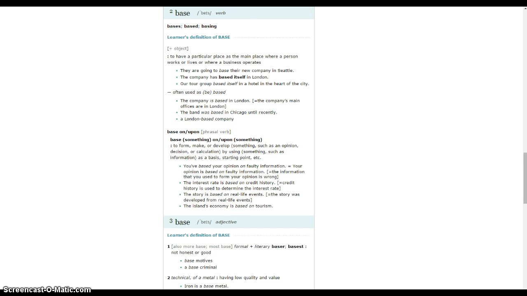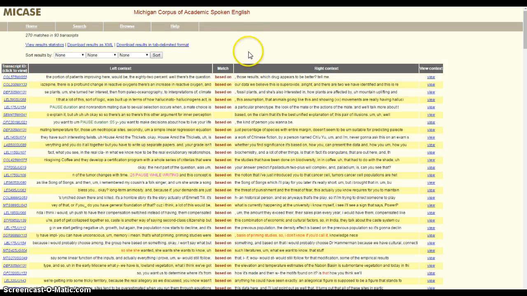Okay, let's look at some more examples here. Okay, there's the question based on those results. So again, we're using the results to form our opinion or to form our conclusion based on our data, based on this assumption. So there are a few words that often collocate with based on.